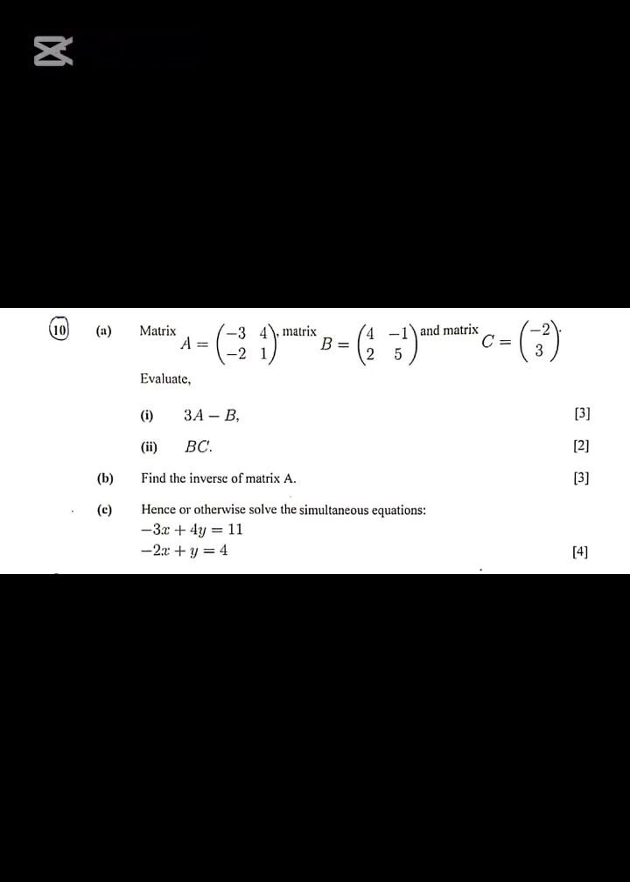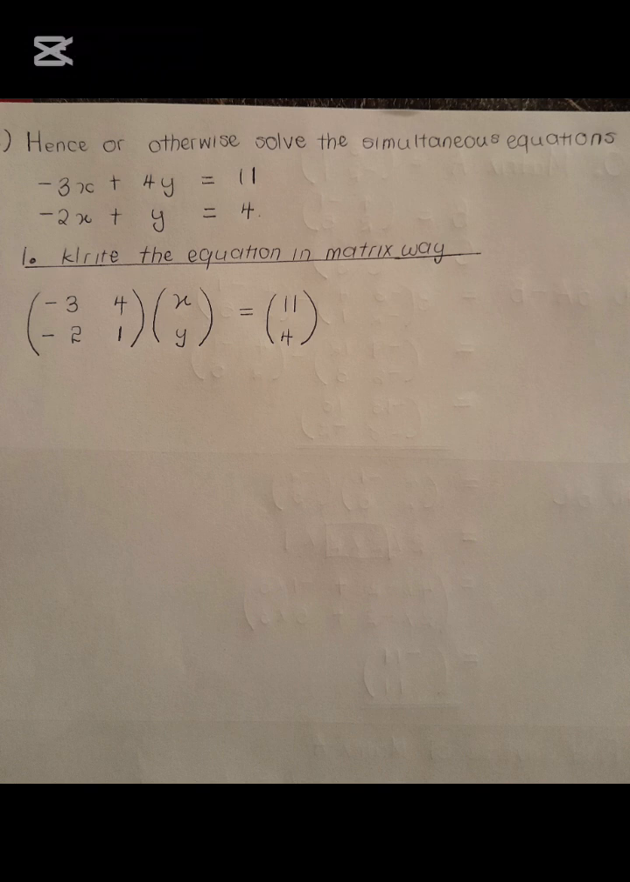So the question is saying hence, so we are supposed to solve the simultaneous equations in matrix way. The first step is that we are going to write this equation in a matrix way. We write minus 3, 4, minus 2, 1, and then it is going to be multiplied by x, y. This is going to give us 11, 4. So can you see that minus 3, minus 2, 4, 1, it is the same as the matrix A. So we don't need to calculate the inverse because we are going to use the inverse that we obtained in part B.